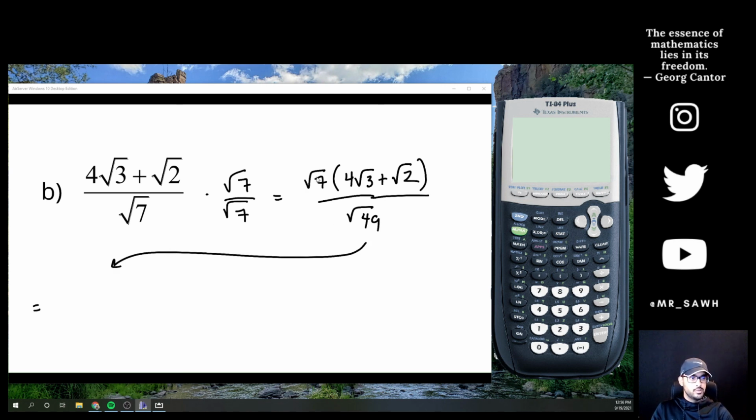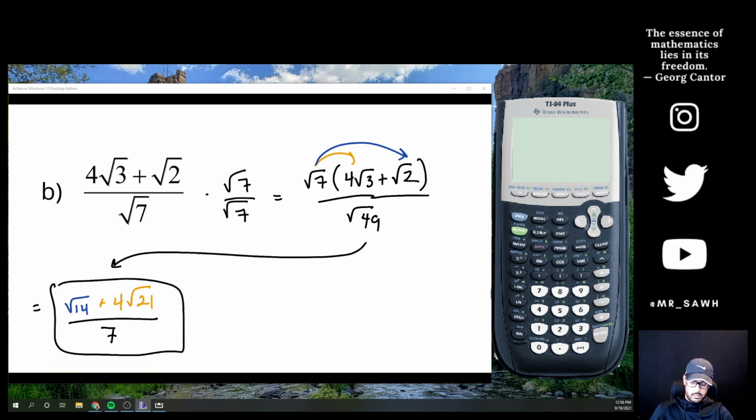So when you distribute to the top, I'll use some colors here, orange and blue. If you do the blue one first, you're going to end up with a root 14. And then in orange, you'll have a plus 4 root 21. On the bottom, the square root of 49 is 7. And I don't think 14 has any perfect square factors in it, neither does 21, but our root sign's gone, which is what we wanted. So I can't really simplify anything else anywhere.